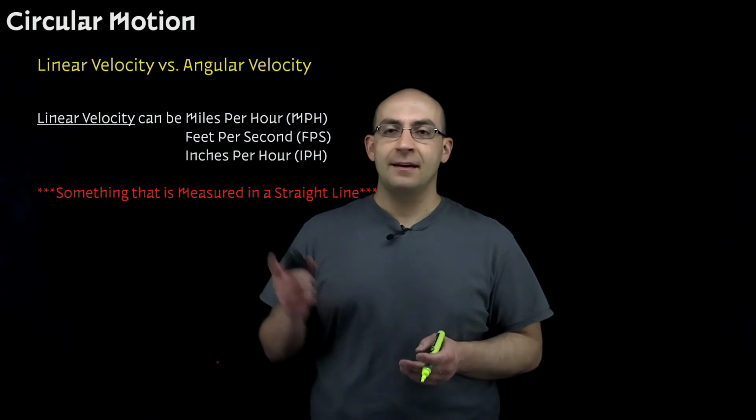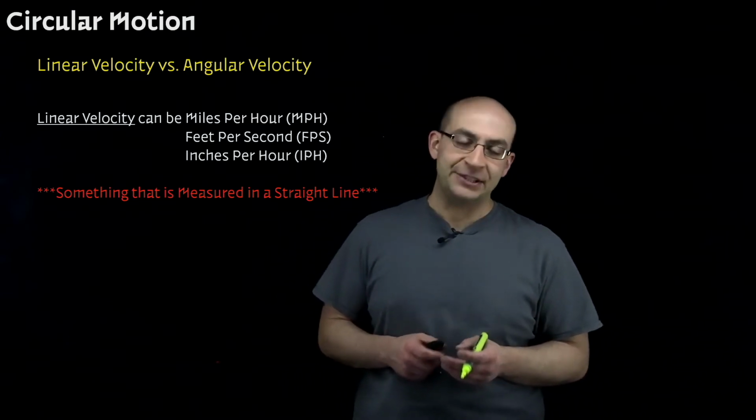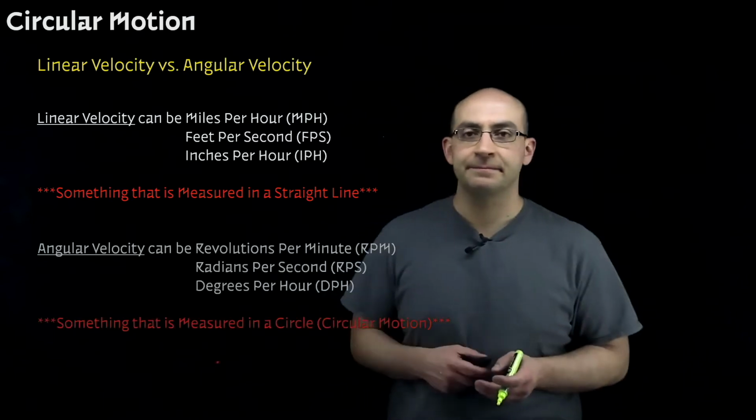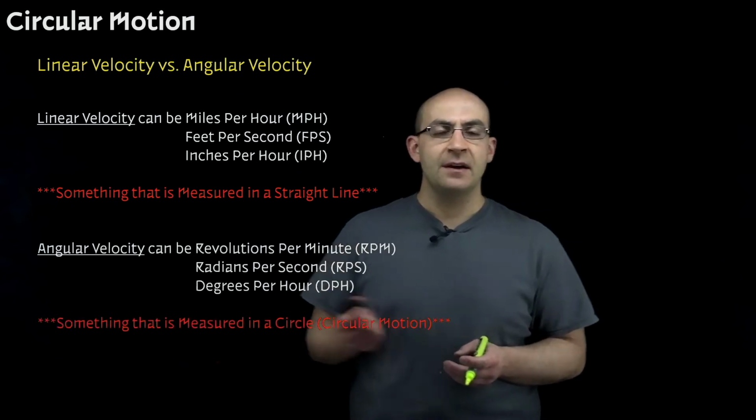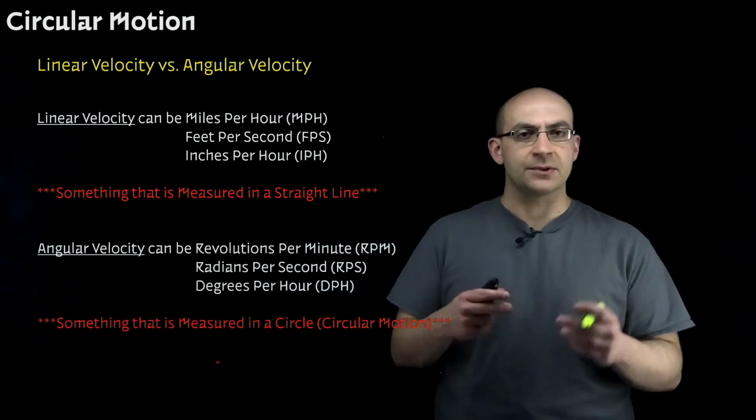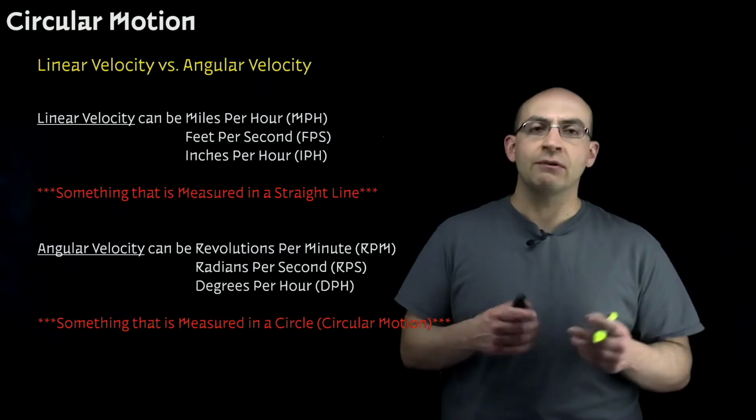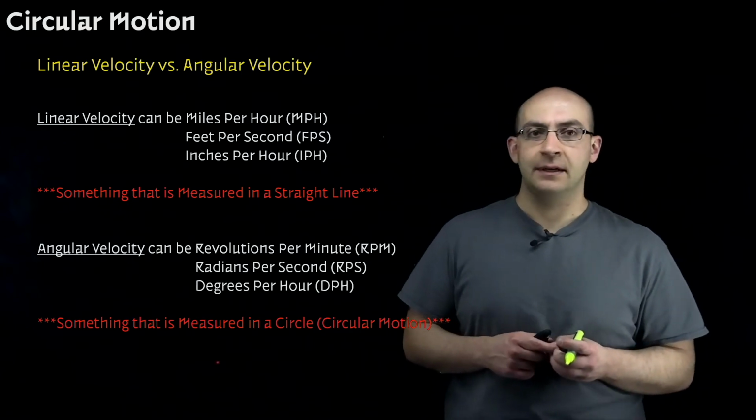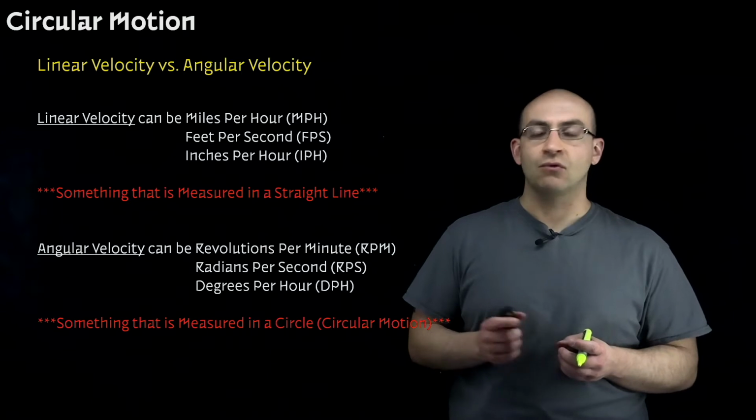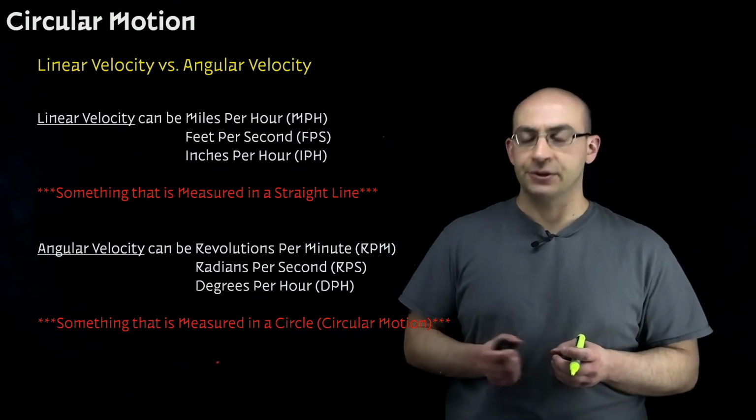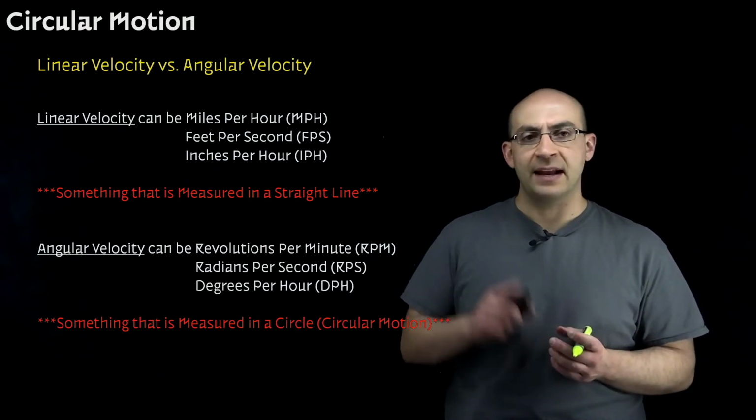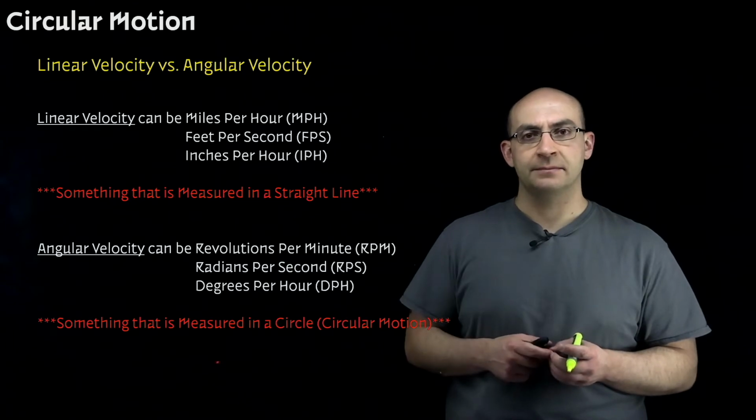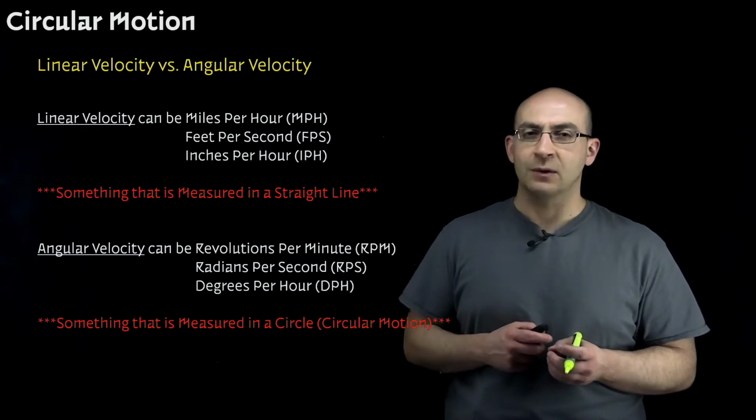Moving on. Something that's measured in a straight line, again. Angular velocity, think of things again like circles, moving around, wheels, revolutions per minute, radians per second, degrees per hour. All things that have some kind of circular motion. So, let's see where we're going with this.